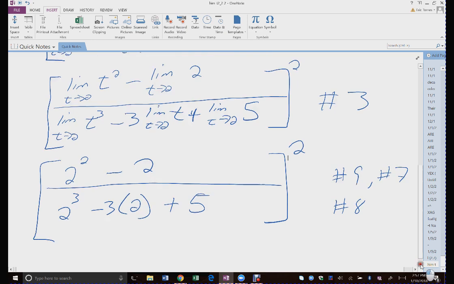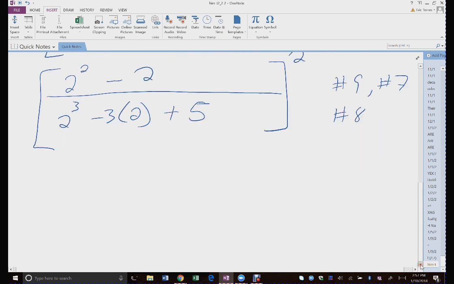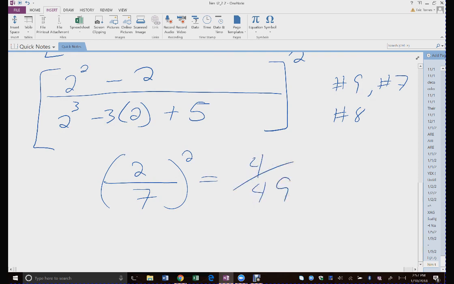Everything else I'm going to do is just simplification, and you can pull out your calculator if you want to. 2 squared is 4, minus 2 is 2. 2 cubed is 8, minus 6 is 2, plus 5 is 7. I still need to square that, which is 4 over 49, final answer. Hopefully that made sense how I can apply limit laws step by step to analyze a problem.